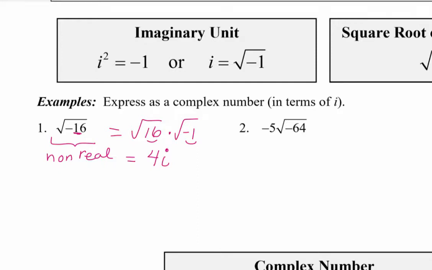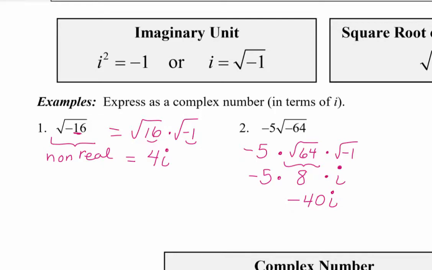All right? Okay, look at this guy. Negative 5 times the square root of negative 64. All right, so negative 5 is like a coefficient. We're going to leave it alone for a minute. But now over here in the square root of negative 64, we're going to break that up as the square root of 64 times the square root of negative 1. Okay, so the square root of 64 is 8, right? We're going to multiply that times the negative 5. And the square root of negative 1 is this new number i. And so we can multiply those two numbers together, and we get negative 40i.